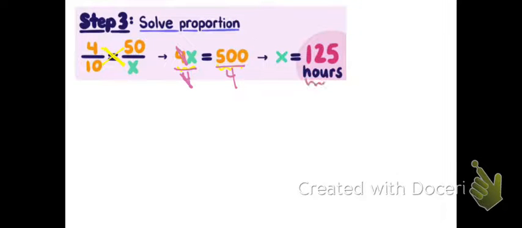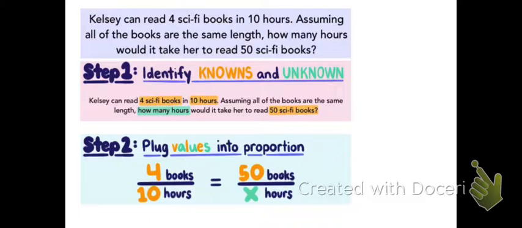And the way you come up with this label is to go back to that proportion and look at the labels you had for x. Remember, x was in the bottom of our fraction, and the bottom of our fractions had hours. So the answer is x equals 125 hours.